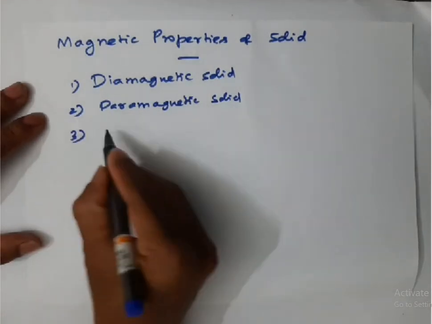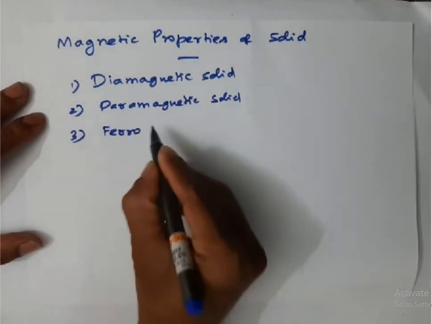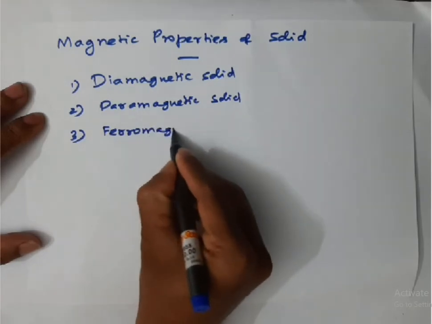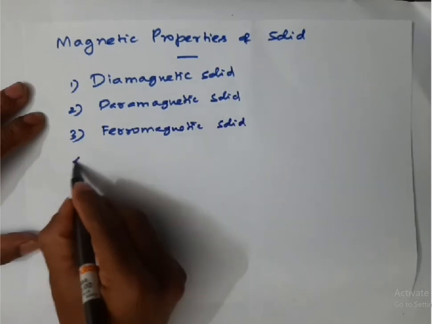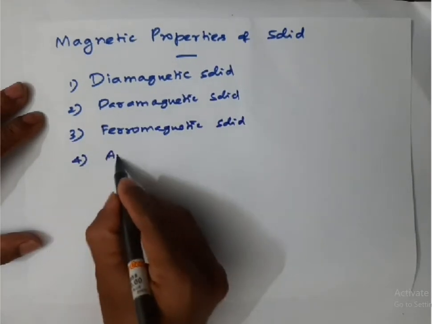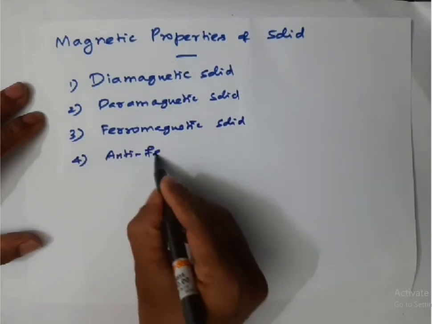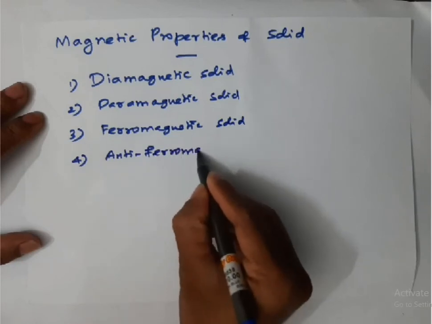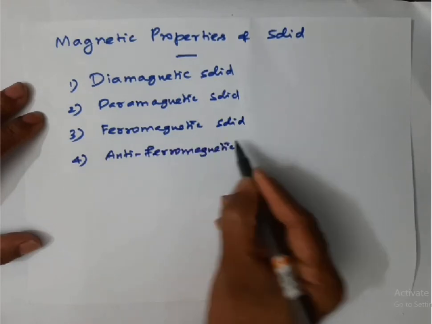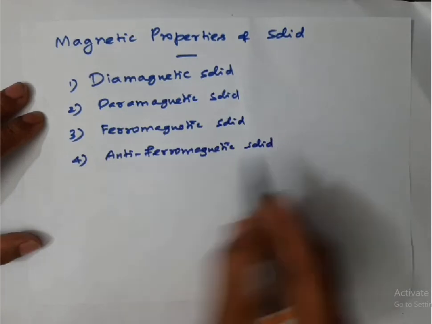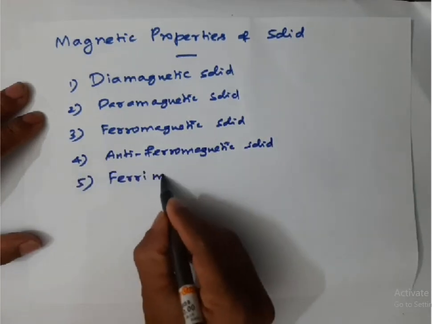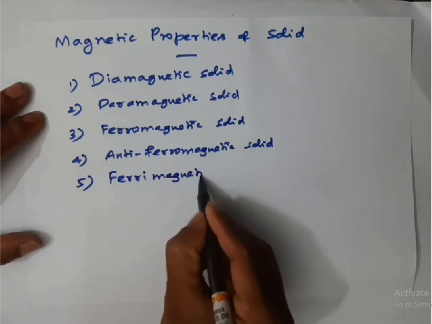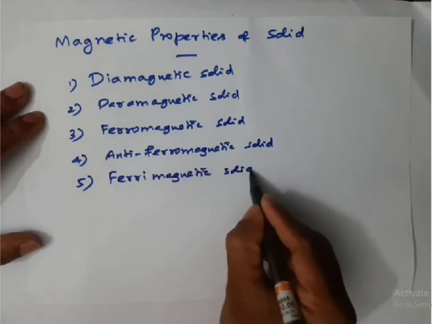Then third type, ferromagnetic material or solid. Then fourth one, anti-ferromagnetic solid. Then fifth one, ferromagnetic solid. Okay.